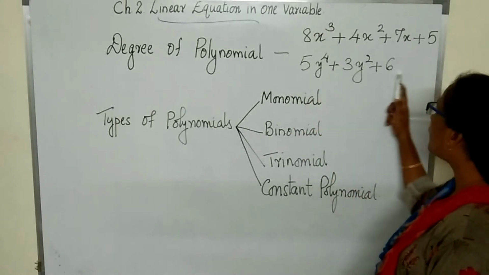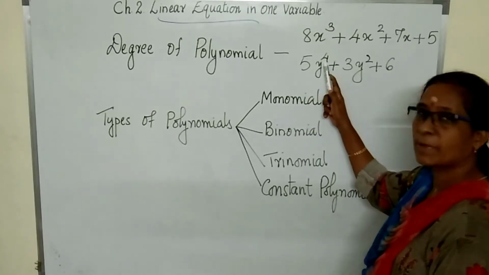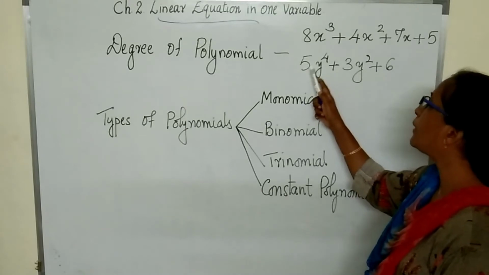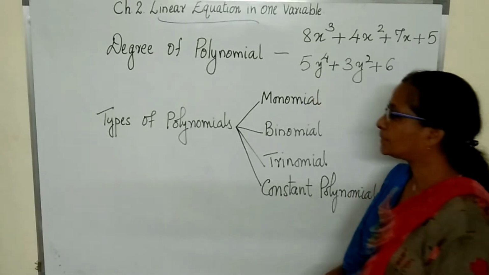What is the degree of this polynomial? Here the highest power is 4. So degree of this polynomial is 4.